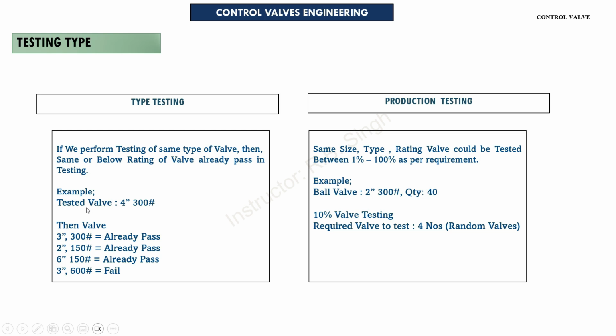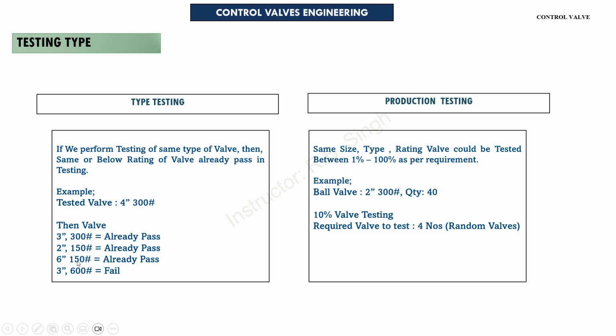For example, if we tested a control valve, say a globe valve 4 inch 300 rating, then a 3-inch 300 rating valve does not need to be tested, because it will already pass, because its rating is not more than the valve we have tested. And again, the 2-inch 150 rating valve will already pass, because the rating of this valve is lower than the tested valve rating.